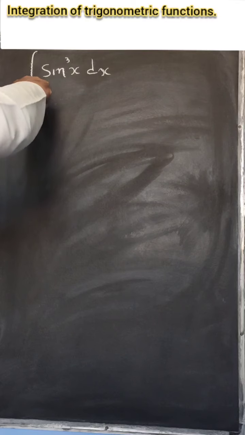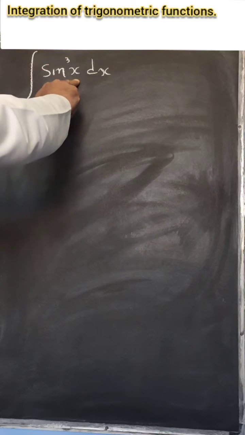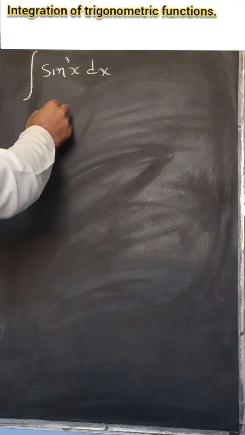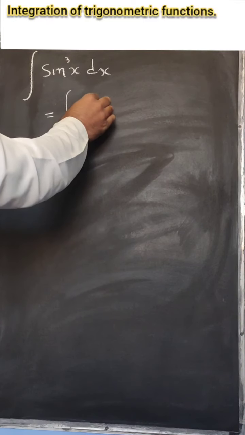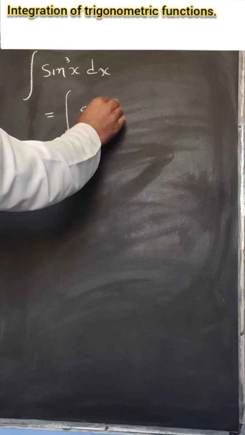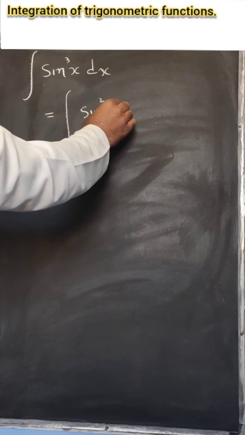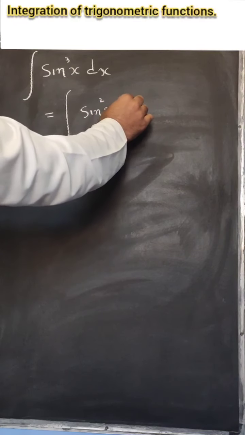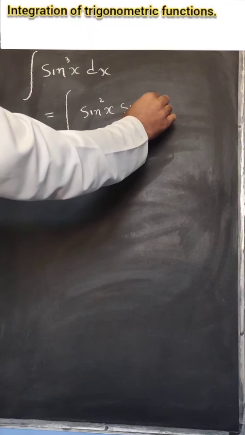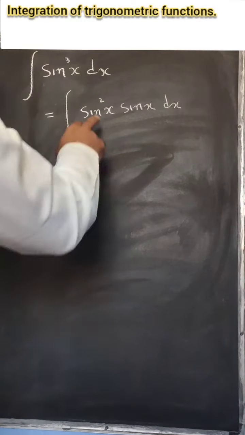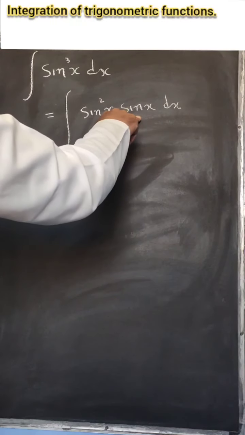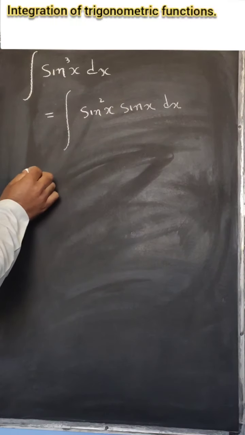Here we have to find the integration of sine cube x. We can write it as integral of sine square x into sine x dx. Sine square x into sine x, that is sine cube x.